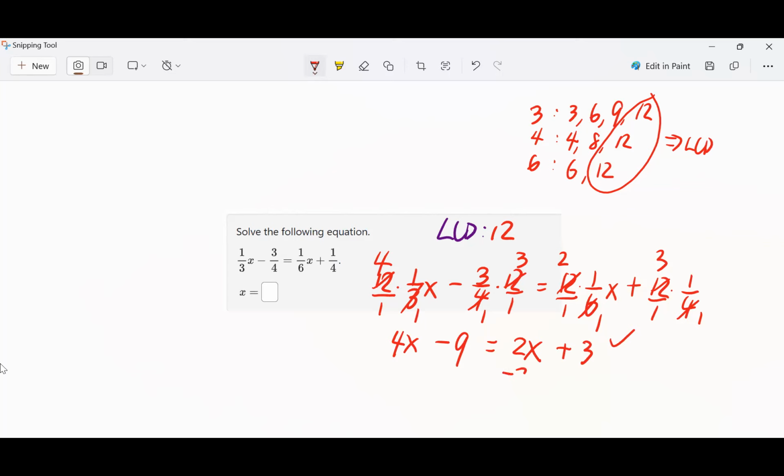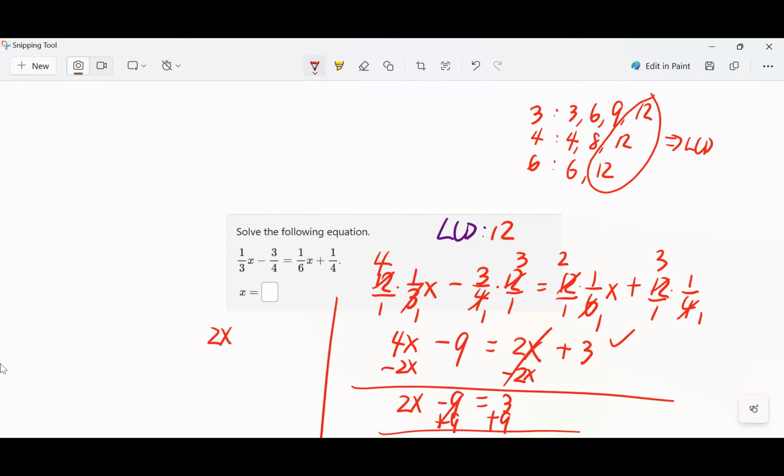So you just subtract 2x from both sides of the equation and get 4x minus 2x minus 9 equal to 3. Now add 9 to both sides of the equation, and then 2x equal to 12. Now divide both sides of the equation by 2, and x is by itself, it is 6. Okay, any question about this?